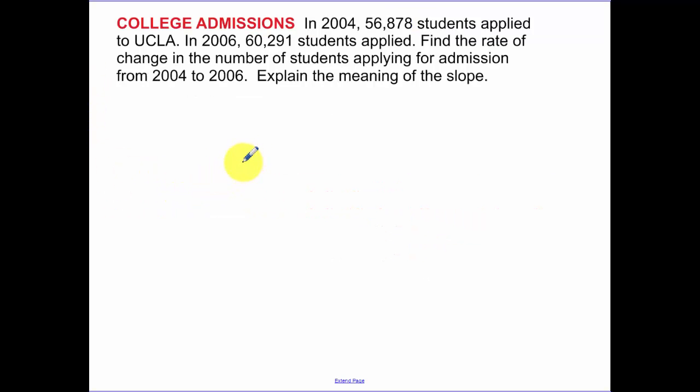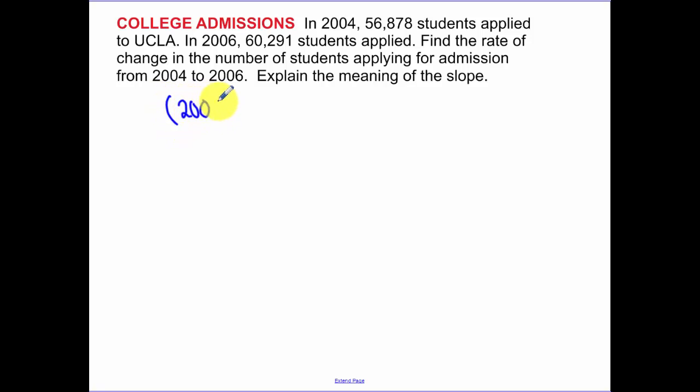College admission, okay. In 2004, 56,878 students applied to UCLA. In 2006, they had 60,291. Find the rate of change in the number of college students applying for admission from 2004 to 2006, and explain the meaning of the slope. Okay, so what does that mean? We really have two points there.